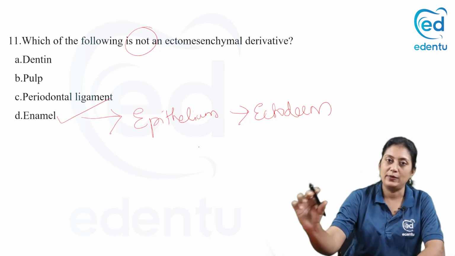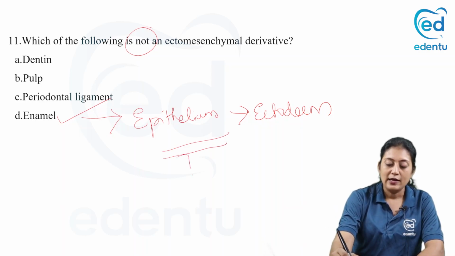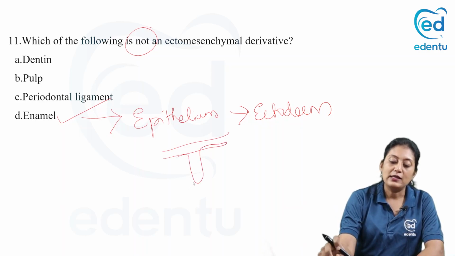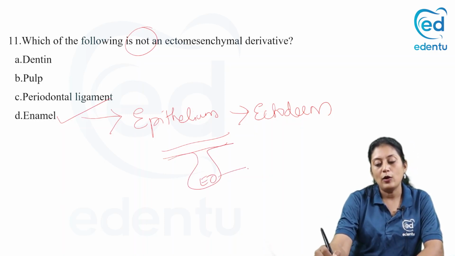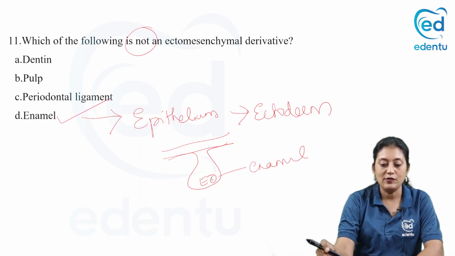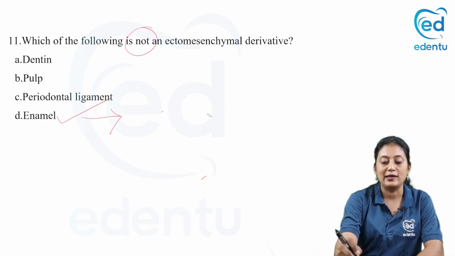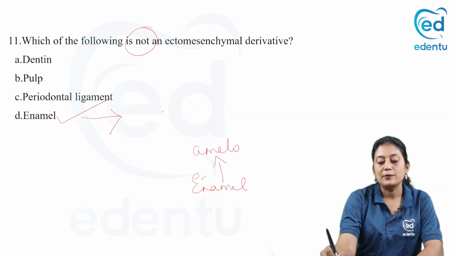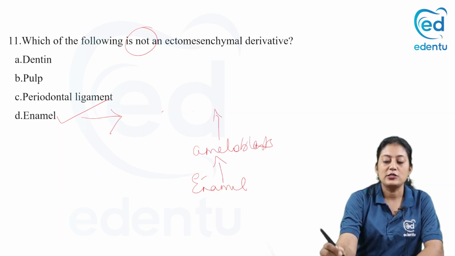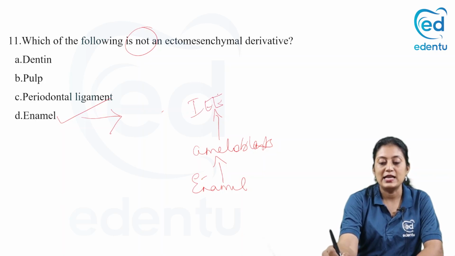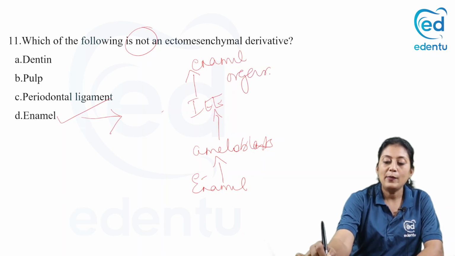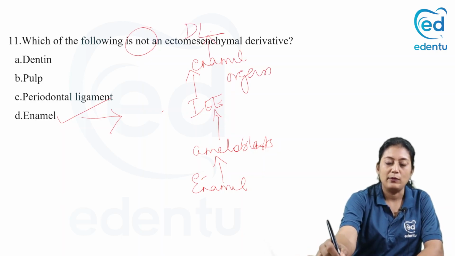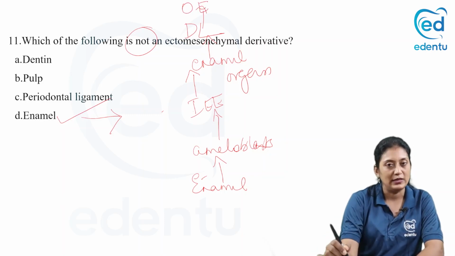Which epithelium? Oral epithelium. Because the oral epithelium proliferates to form dental lamina. The terminal part of the dental lamina forms the enamel organ. From the enamel organ only enamel is arising. In other words, enamel is actually formed from ameloblasts. Ameloblasts are formed from inner enamel epithelial cells. Inner enamel epithelial cells are seen in the enamel organ. The enamel organ is formed from dental lamina. Dental lamina is formed from oral epithelium.